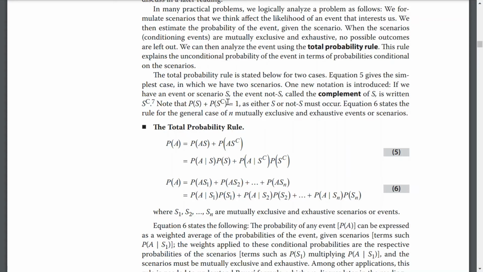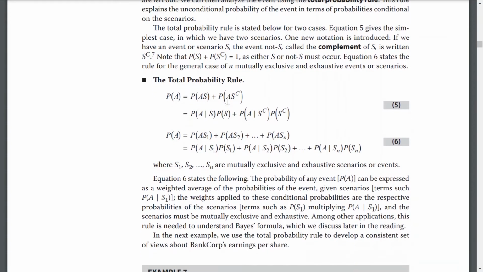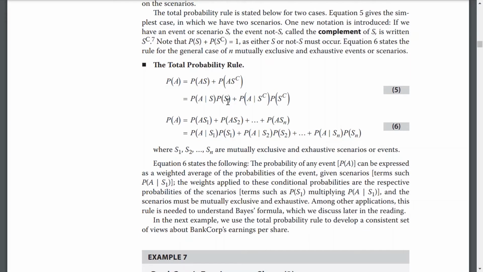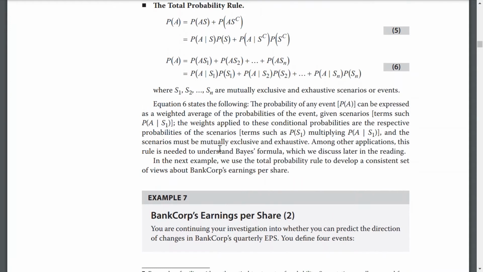Equation 6 states the rule for the general case of n mutually exclusive and exhaustive events or scenarios. So here's the total probability rule. A is equal to A∩S plus A∩S^C. Makes sense? And this also makes sense. Where S1, S2, all the way to Sn are mutually exclusive and exhaustive scenarios or events.